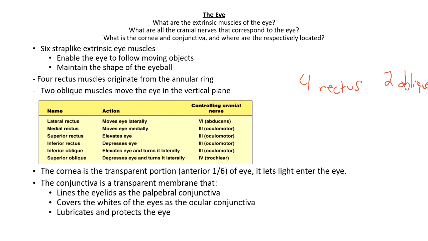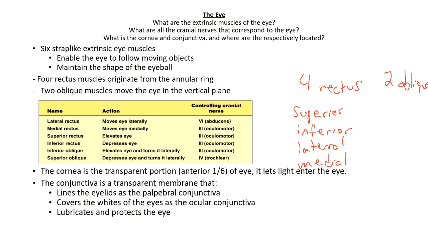Okay, rectus are very easy. It's up, down, left, right. So superior rectus, inferior rectus, lateral rectus, medial rectus. Okay, and they move the eye in the direction the name indicates.